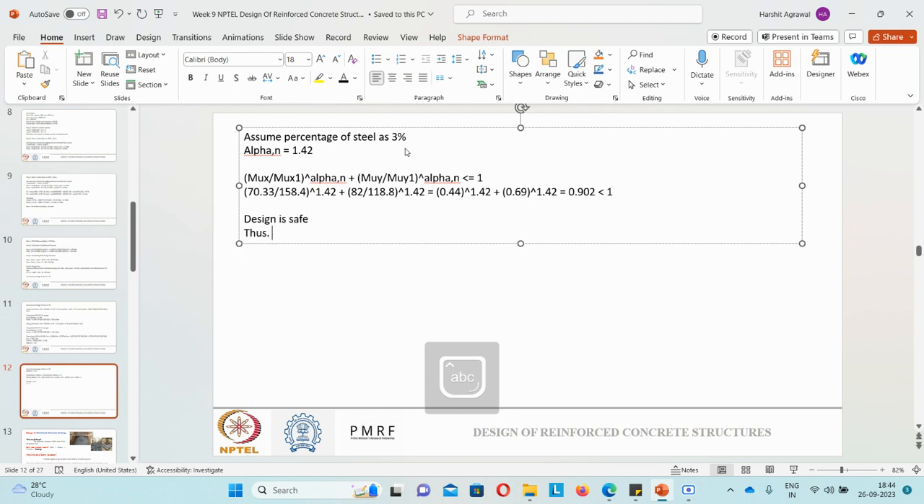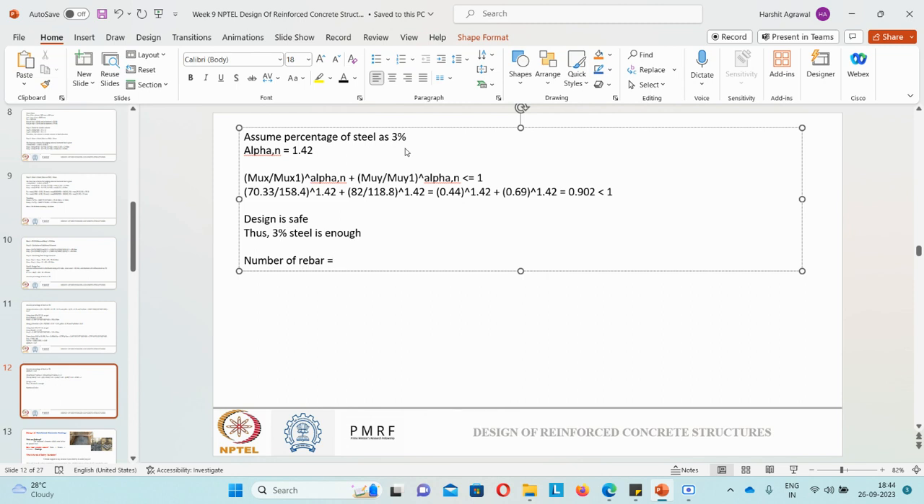Thus, 3% steel is enough. Okay. Now, if we know 3% steel is enough, we can calculate the number of rebars. So number of rebars will be nothing but total area of reinforcement divided by area of one steel rebar. So total area of reinforcement is 3% of BD. So 0.03 into 300 into 400, it will come out to be 3600 millimeter square.